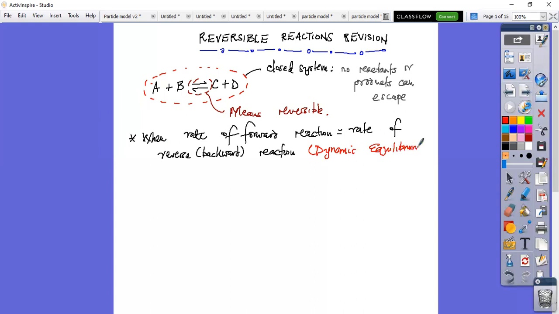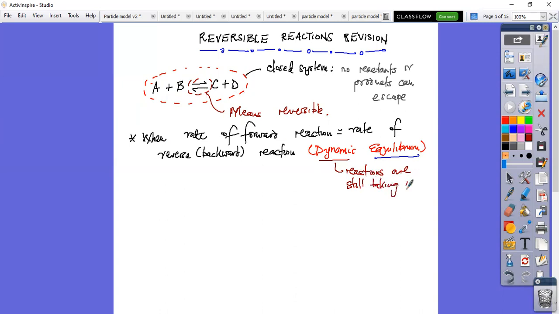Sometimes it would just be called by the term equilibrium, but actually what they mean is dynamic. Why is the word dynamic used? I'm not sure. Okay, because the reactions actually are taking place. Both the forward reaction is taking place and the reverse reaction, but because they're taking place at the same time, we're not seeing any difference.